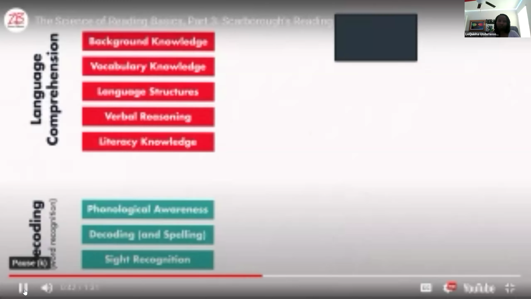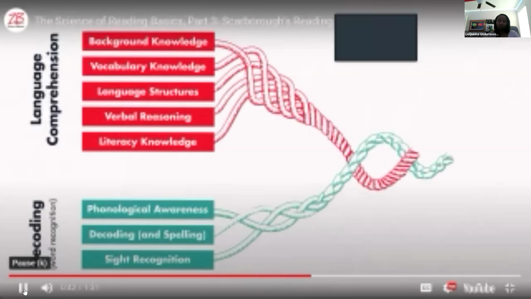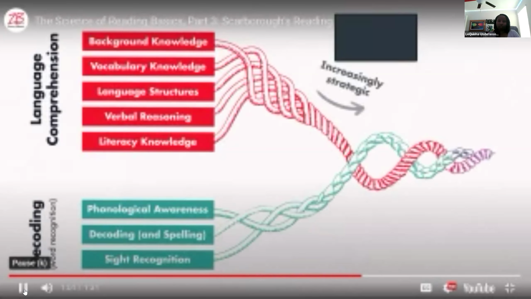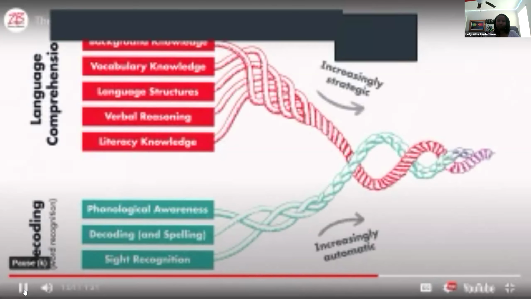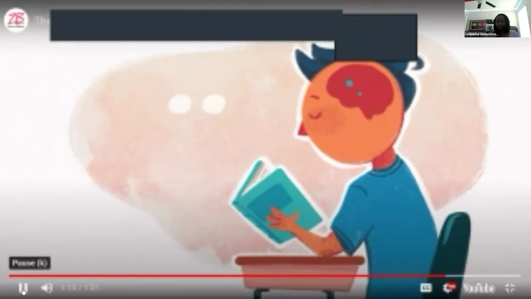Think of these subskills as strands in the reading rope that become stronger and stronger the more tightly the strands are woven together. As the language comprehension subskills grow and get stronger, the reader becomes increasingly strategic in their reading. At the same time, as the reader strengthens their decoding subskills, they're becoming more automatic in their reading. With increasingly strategic and increasingly automatic reading, skilled reading occurs and the reader can comprehend text. Skilled reading appears to be effortless, but a skilled reader has fortified the subskills of the reading rope in order to manage the skills simultaneously and automatically, resulting in reading comprehension.